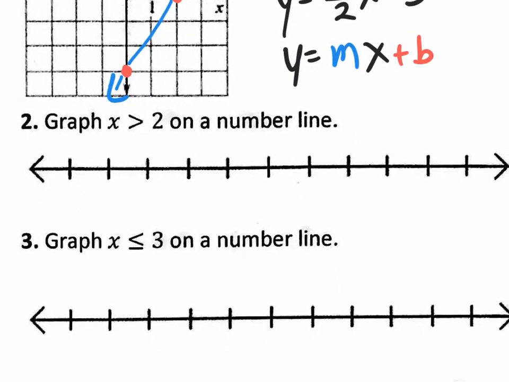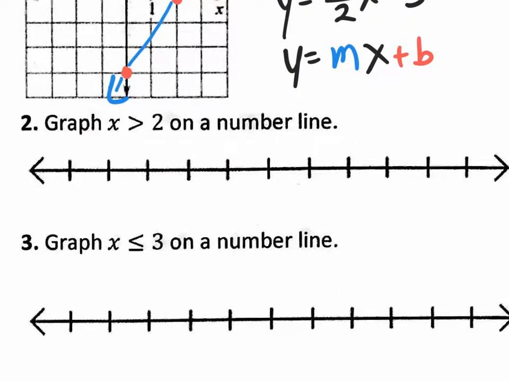It says graph the inequality x. What does it say right here? X is what? Greater than 2. So everybody put a 2 somewhere in the middle. Fill in some values to the right and to the left. So this is growing this way, 4, 5. It's getting smaller this way, 0, -1. Now, you have to ask yourself, is this going to be an open dot or a solid dot?